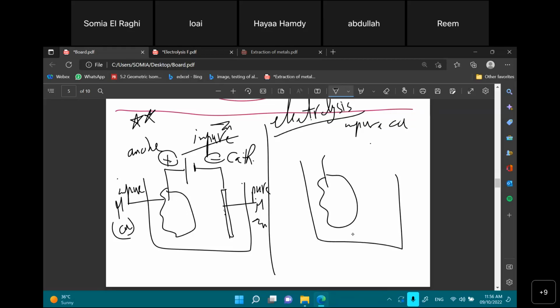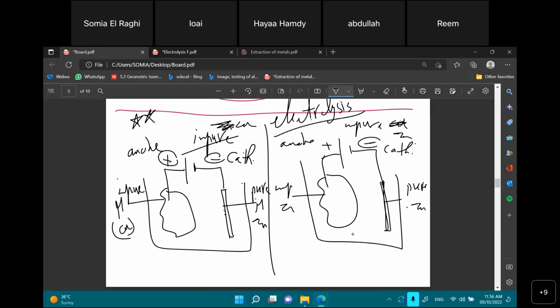Ugly shape here because it has impurity. Impure zinc, sorry. I changed this, this was copper and this is zinc. Impure zinc, at where? Anode area. And pure zinc, a very thin layer, we understand now at the negative terminal, which is called the cathode area. I get here pure what? Zinc.